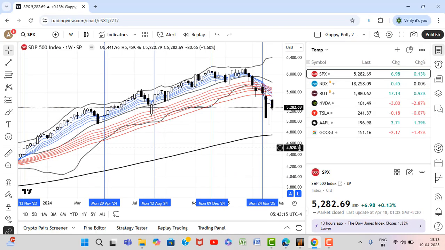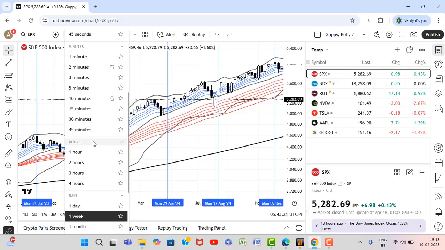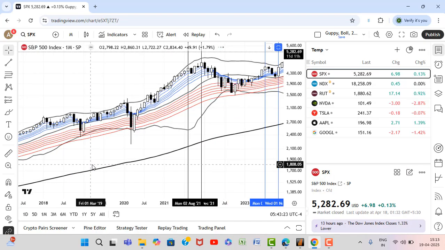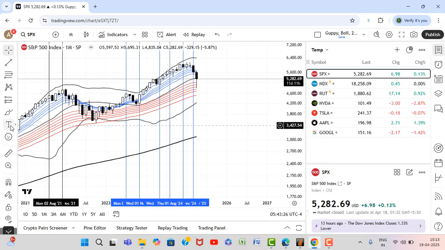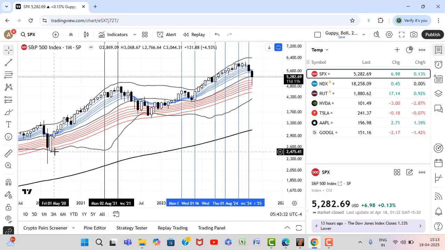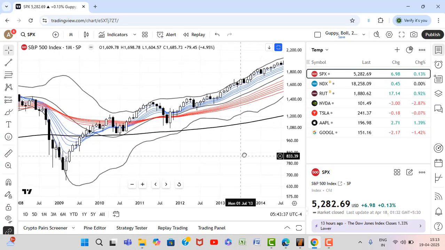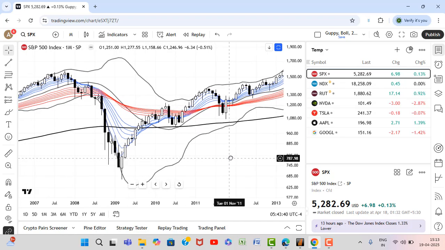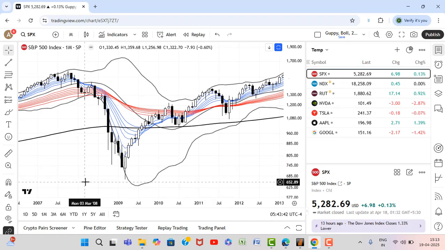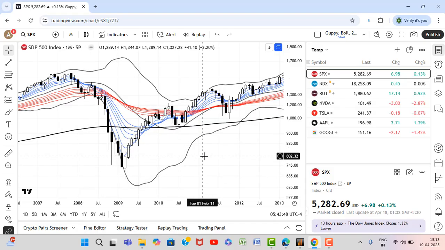So this is the Guppy multiple moving average indicator. Let's see how it looks on the monthlies. Monthly it looks even better. This red is the secular bull trend. It's been bullish secularly, except for this period in the 2008 fall. In the 2008 fall, reds had crossed over here, and they then took a long time to cross back over in May 2011. So the 2008 period was particularly harsh.